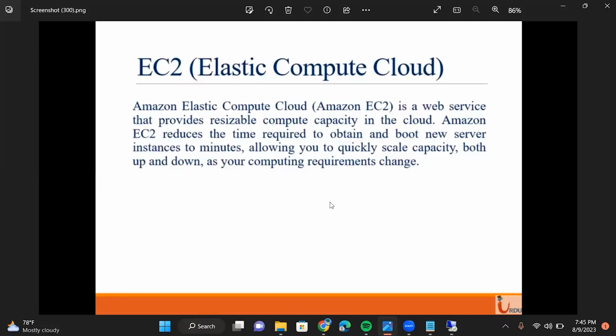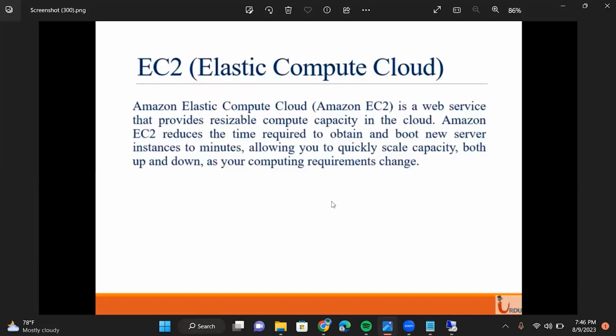So let's say, for example, we want to set up a new office and create 10 workstations where our new employees can come and work. Rather than buying 10 workstations, I can just log in to my Amazon console and configure 10 EC2 instances.